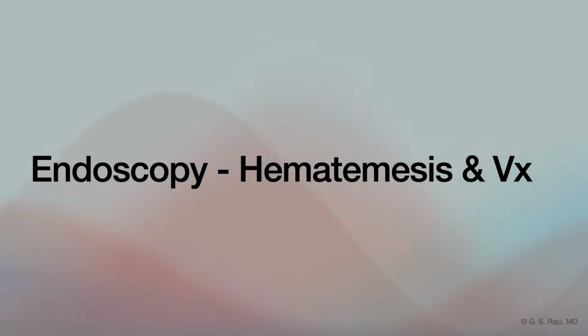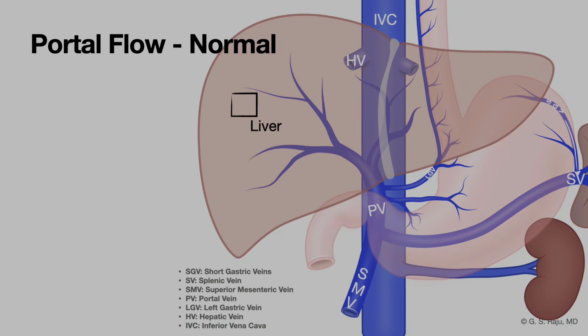So now we move to a patient with vomiting of blood, or maybe a patient with varices. So you need to understand the anatomy of the esophagus and stomach. Here I'm going to show you. You have the spleen, you have the liver, you have the portal vein, PV, splenic vein, SV, superior mesenteric vein, SMV.